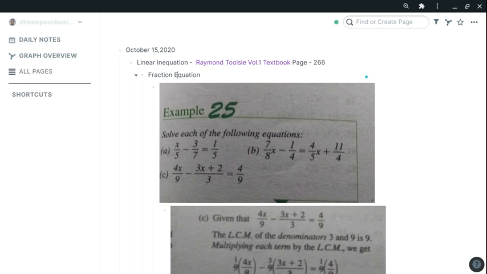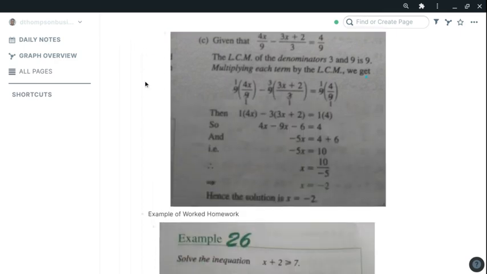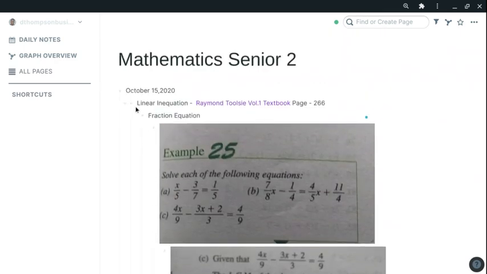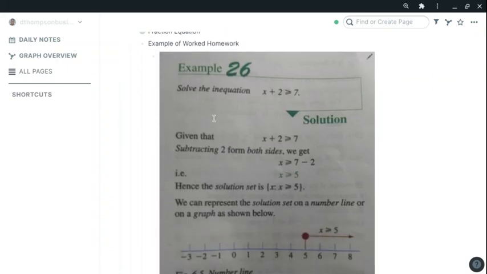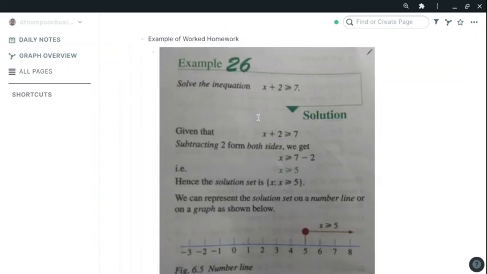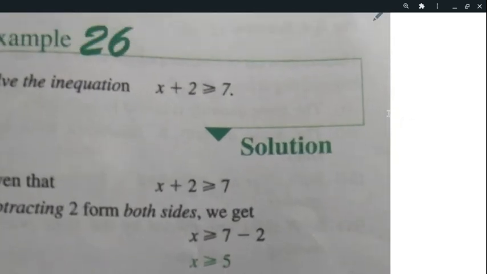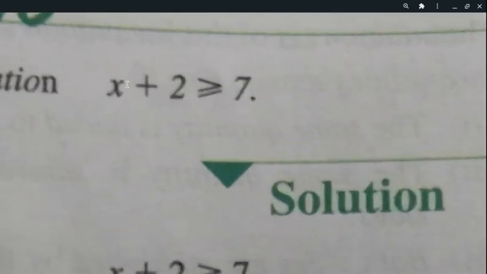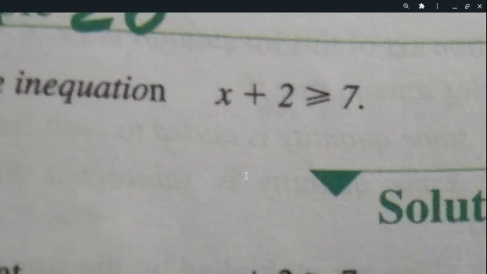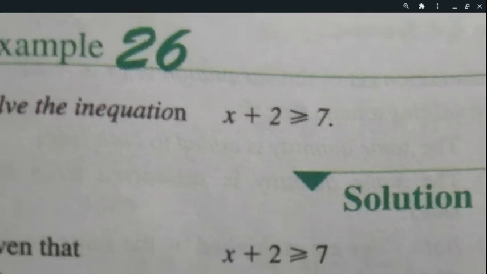Write this down for me. x + 2 is greater than or equal to 7, because there's an extra line under the greater than sign. Wait, come on. We have to be on the same part, everyone.